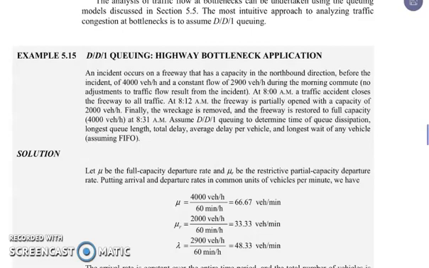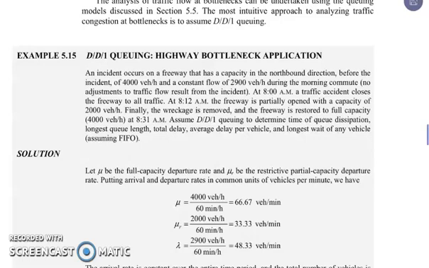No adjustment to traffic flow results from the incident. At 8 a.m., a traffic accident closes the freeway to all traffic. At 8:12 a.m., the freeway is partially opened with a capacity of 2,000 vehicles per hour. Finally, the wreckage is removed and the freeway is restored to full capacity, which is 4,000 vehicles per hour, at 8:31 a.m. Assume D/D/1 queuing to determine the time of queue dissipation, longest queue length, total delay, average delay per vehicle, and longest wait of any vehicle.